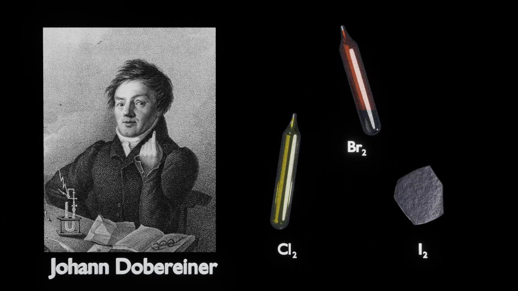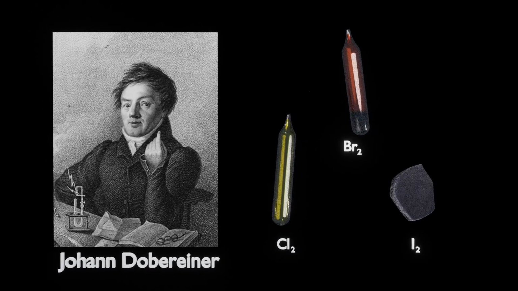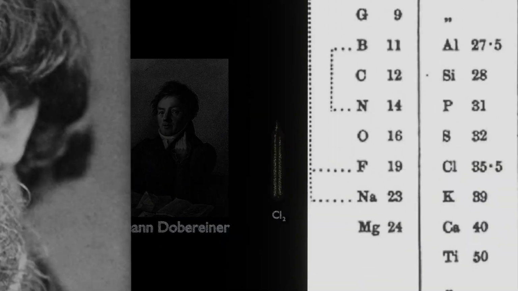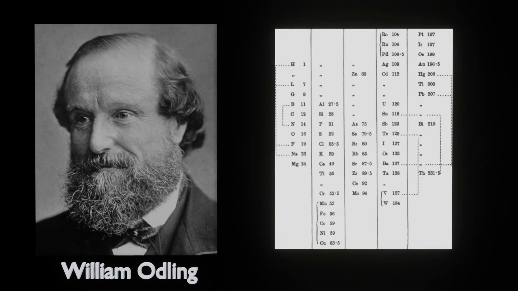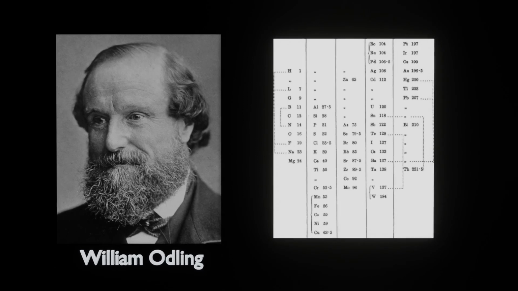During the 1820s, German scientist Johann Dobereiner noticed similarities within several groups of 3 elements, which he called triads. He found, for instance, that the properties of bromine, an element that exists as a liquid, seemed halfway between those of chlorine gas and solid iodine. In 1857, English chemist William Odling proposed that, based on their chemical and physical properties, the elements could be divided into groups.